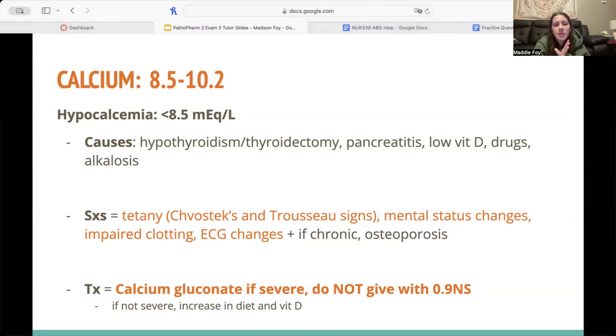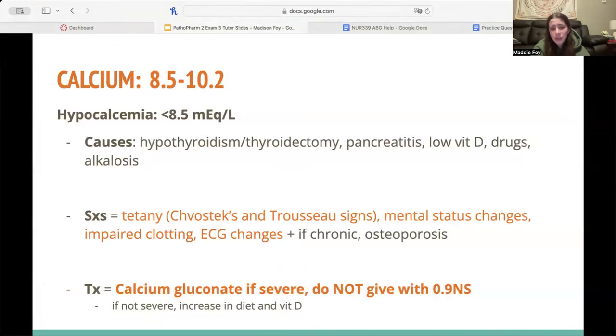The main signs and symptoms I changed colors for again. Tetany is a huge one. So there are those different signs to check for. It's like tapping the face and looking for muscle twitches. I don't think you need to know the details of those, but I would know those two signs, just what they are, that they check for tetany. Mental status changes, and you can also have impaired clotting and ECG changes with low calcium.